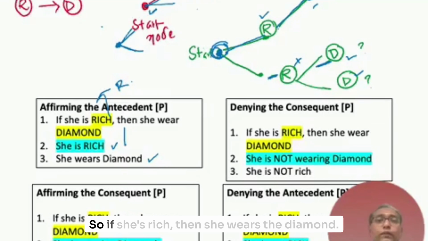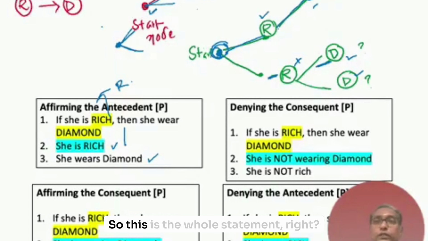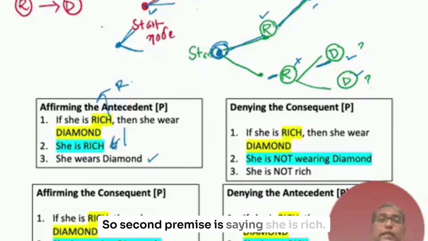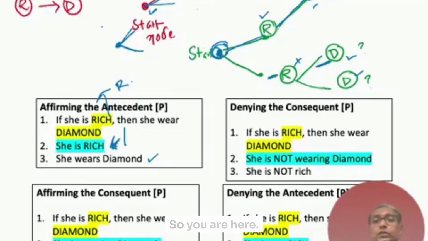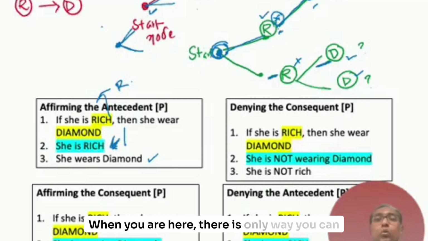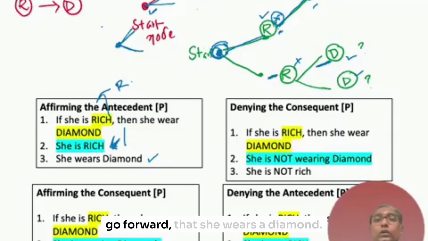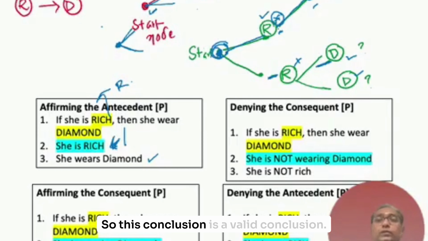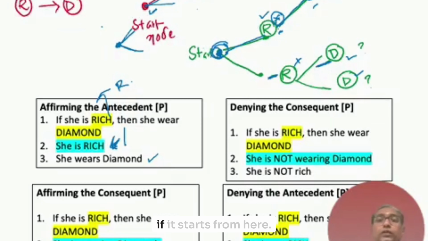So if she is rich, then she wears the diamond. So where are we here? So this is the whole statement. Let's talk about the second statement. This is the most important thing, the second premise. The second premise is saying she is rich. Where is she? She is rich. So you are here. When you are here, there is only one way you can go forward, that she wears the diamond. Let's see what the conclusion is. She wears a diamond. She is wearing a diamond. So this conclusion is a valid conclusion if it starts from here.